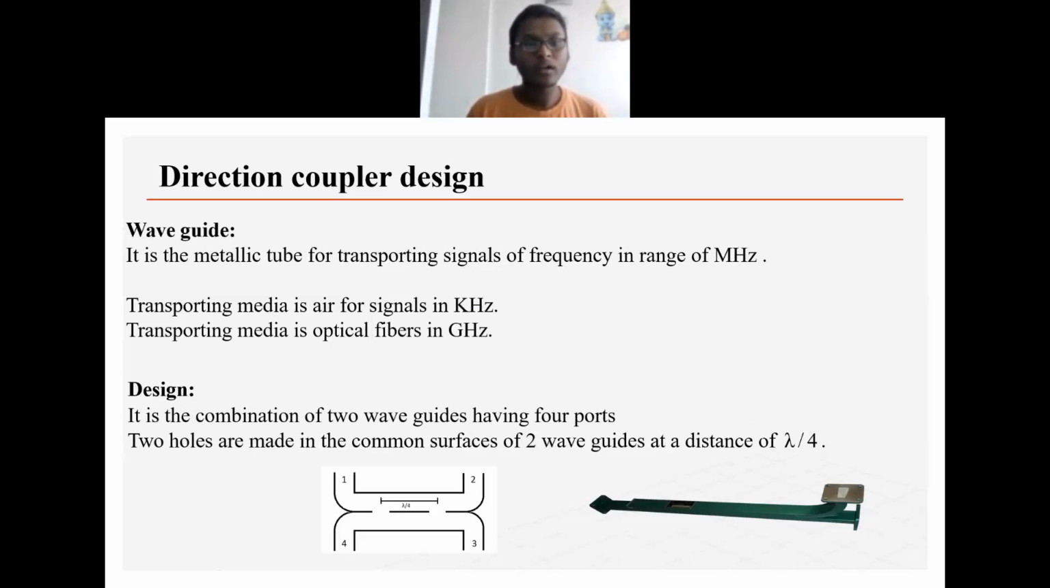After that, in the directional coupler design, to make a directional coupler, we need two waveguides which should be placed on each other, as shown in the figure. At the interface, we make two holes to create the path difference between the signals. The distance between the two holes is lambda by 4, which you can see in this figure.